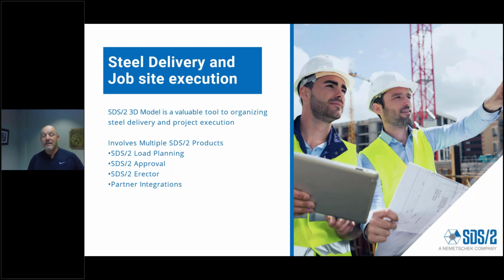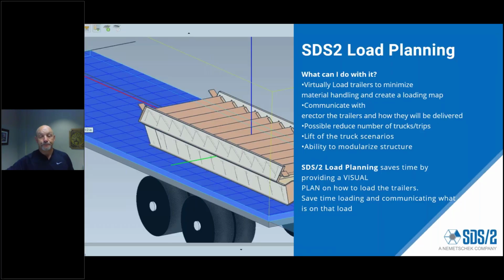SDS2's 3D model is an invaluable tool. You can use it to organize project delivery. You can use it for ordering steel. In this case, it's going to involve many SDS2 products. So we have SDS2 load planning, which some of you may know in the past as Fortosi. SDS approval. We'll use SDS2 detailing, of course. We have SDS2 Erector. And we also have all these partner integrations that you can use. So there's a lot of ways you can use SDS2 both within your office and then sharing that on the cloud and the data all together to make this process efficient.